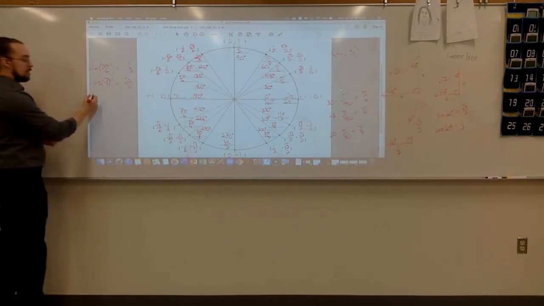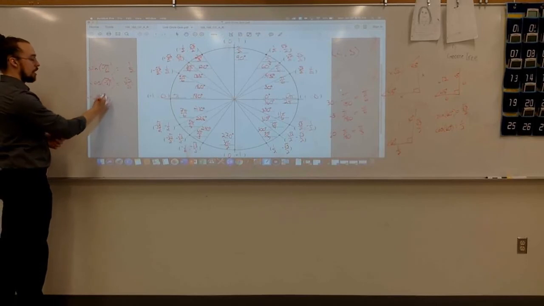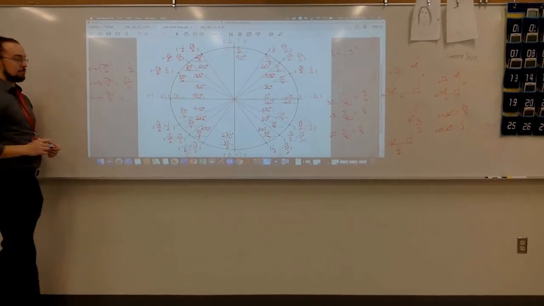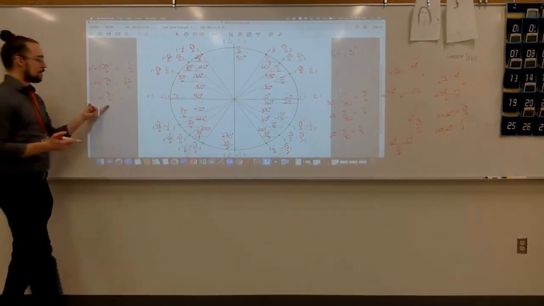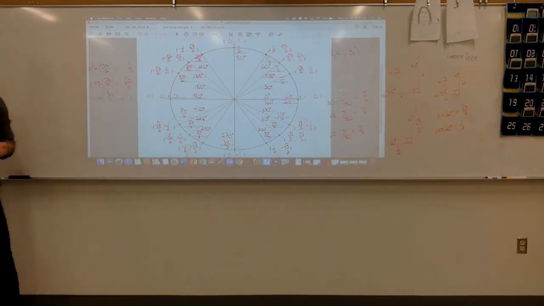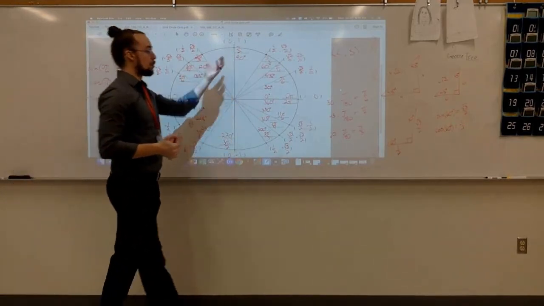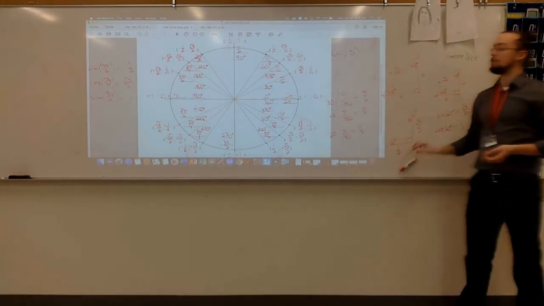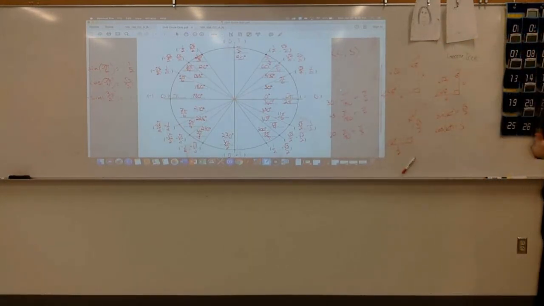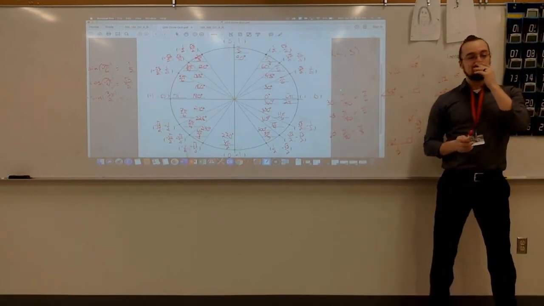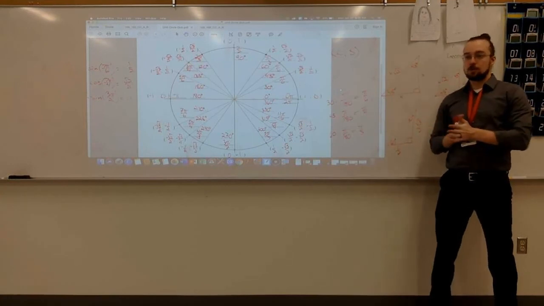Say the sine of 3 pi over 2. Sine is the y value, so sine of 3 pi over 2 is -1. That's what makes the unit circle a very useful tool. We will have a lot of specific trig functions memorized. Questions on the unit circle?